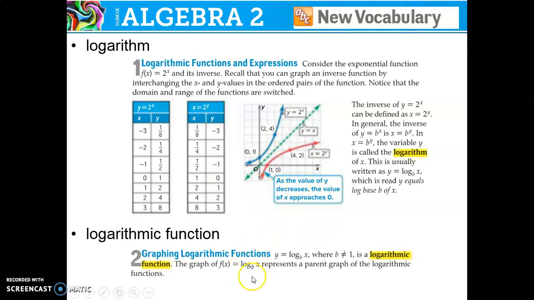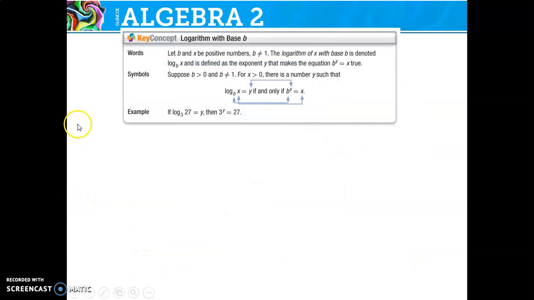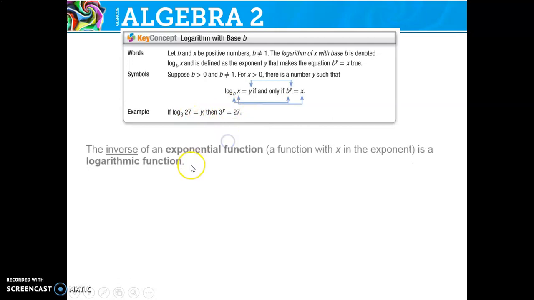The base can change. You see this little b right here? That could be any different number. We'll talk about the different bases as we go through. So here's the key concept of a logarithm. Log base b of x equals y if and only if b to the y equals x. So if log base 3 of 27 equals y, then that means 3 to the y equals 27.